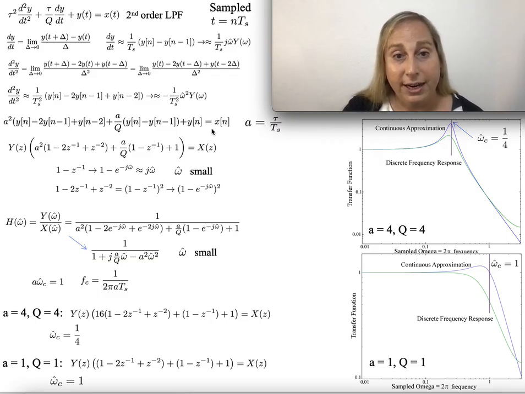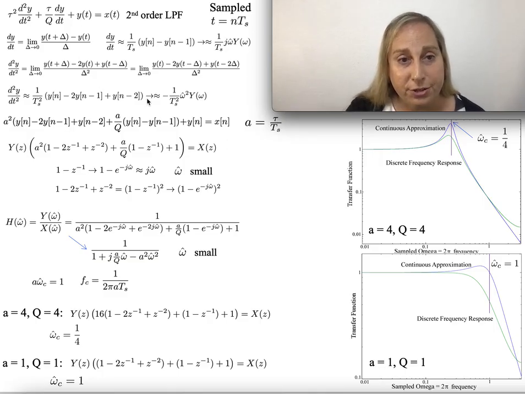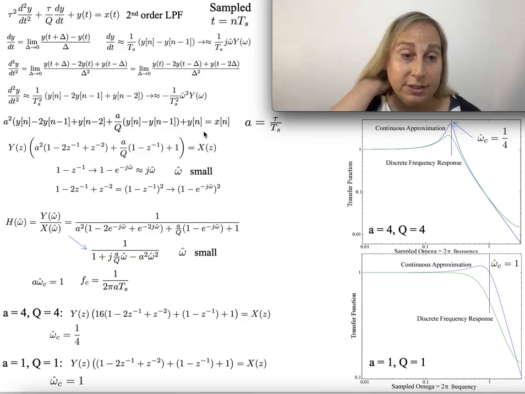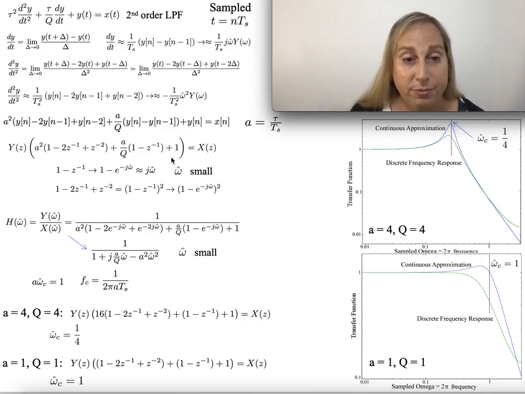So if I imagine that I have A, which is going to be tau over that sample time, this differential equation turns into this difference equation. You can see where the second derivative is, the first derivative, and so on. And so the question is, well, how good is this? Well, I certainly get a nice z transform from this.